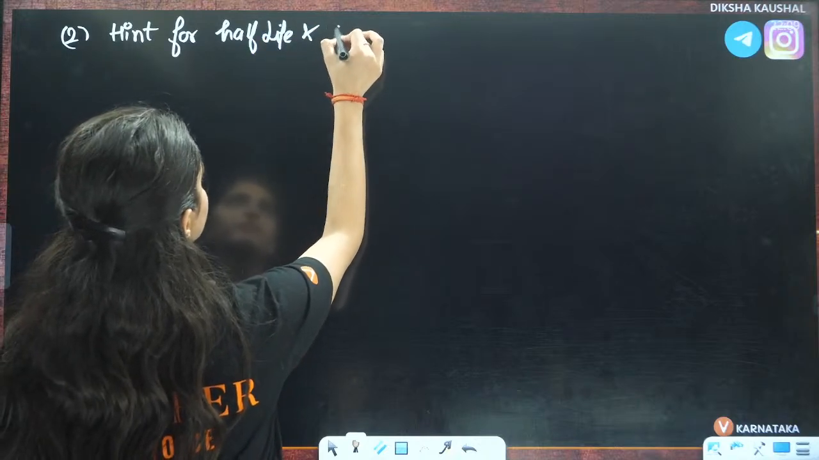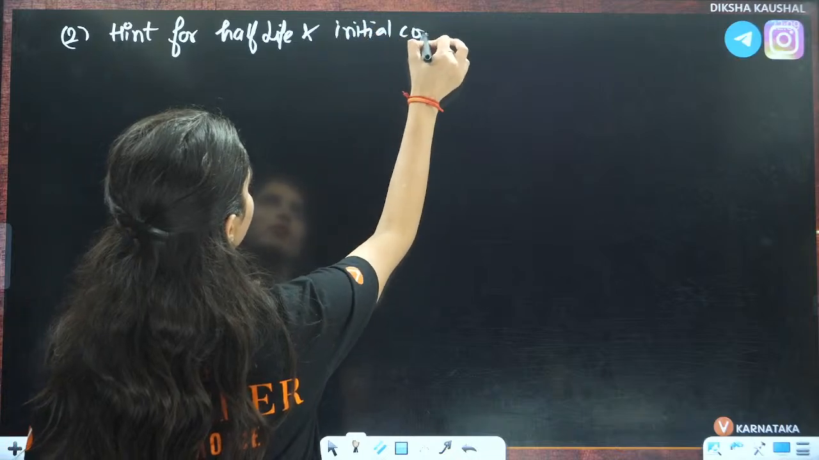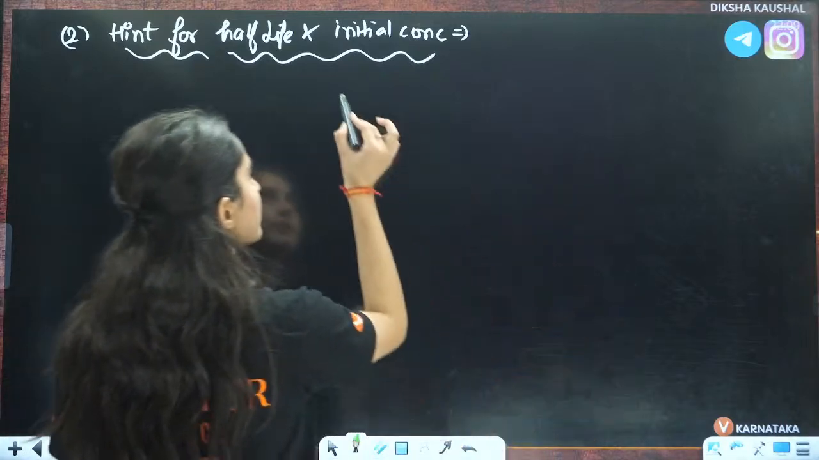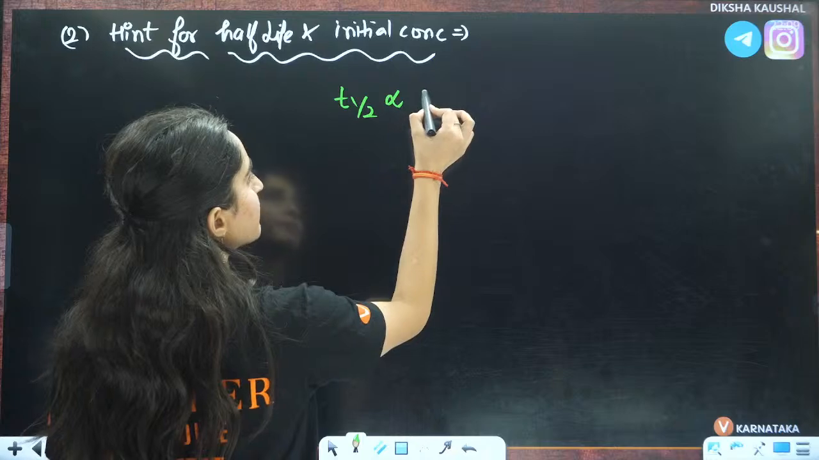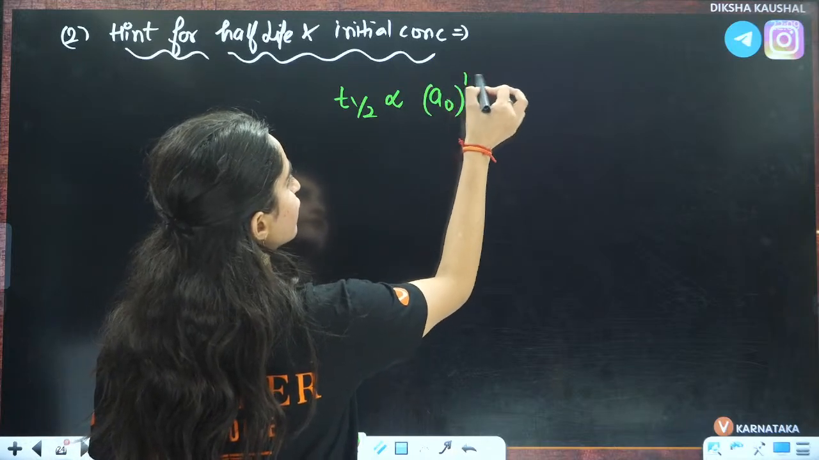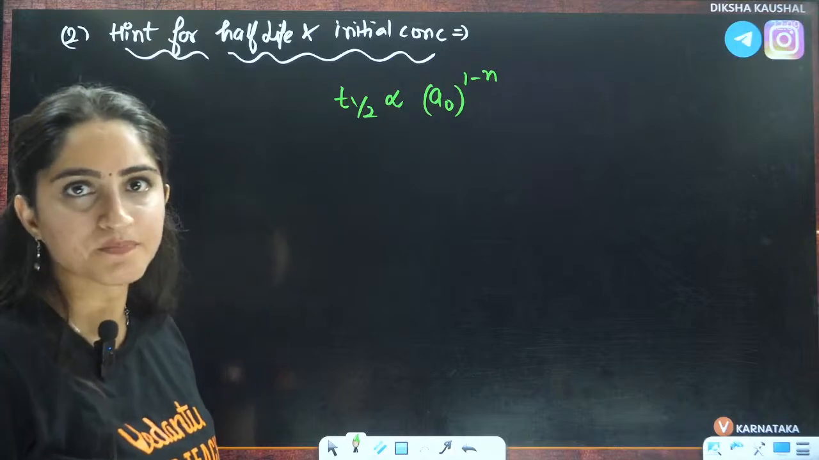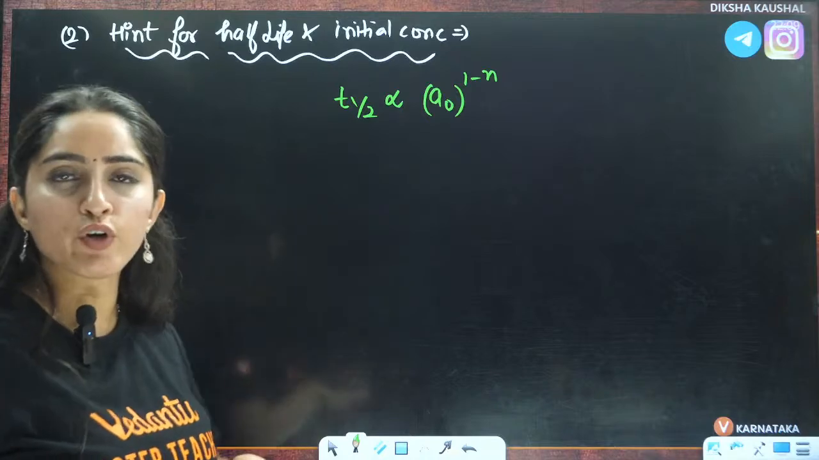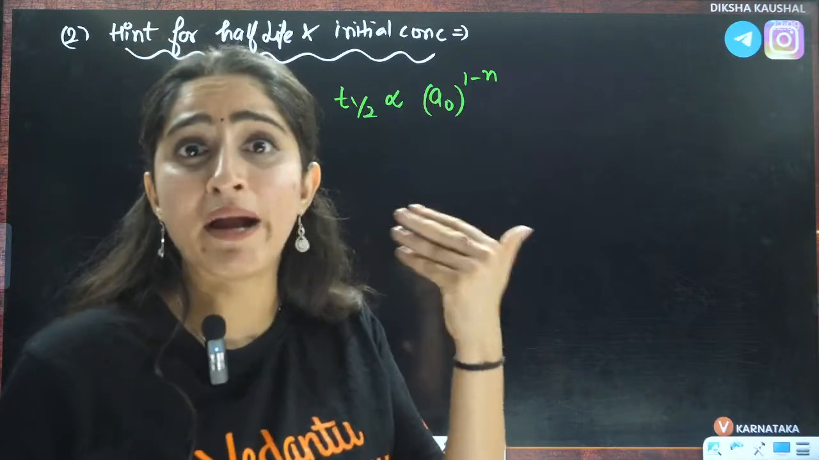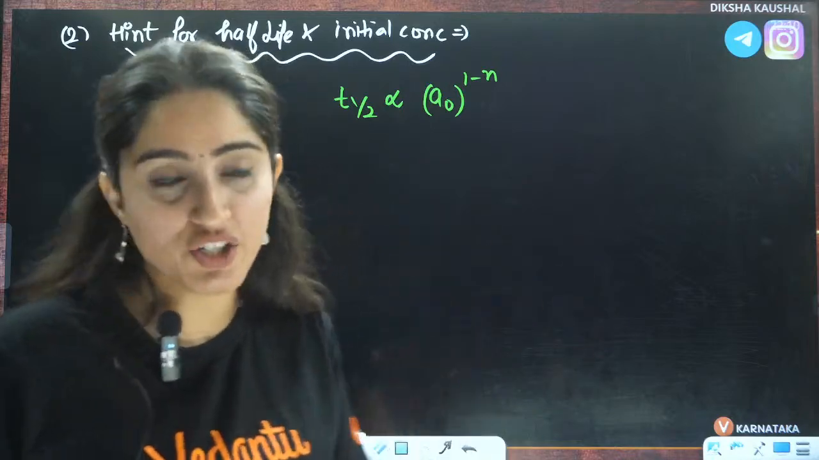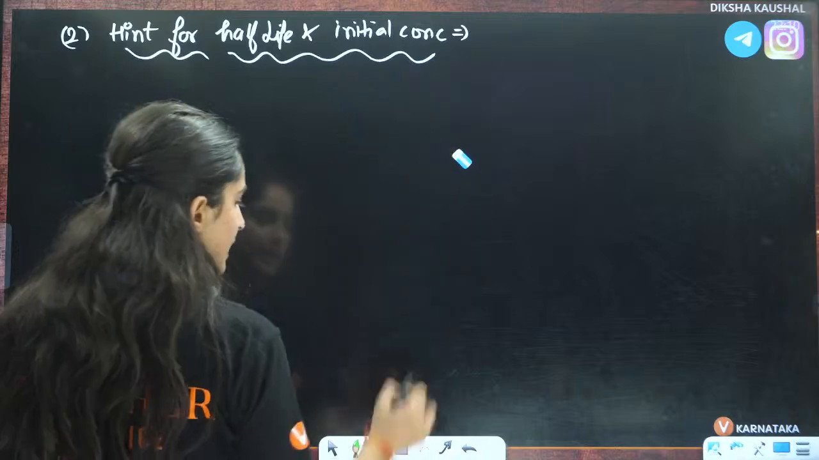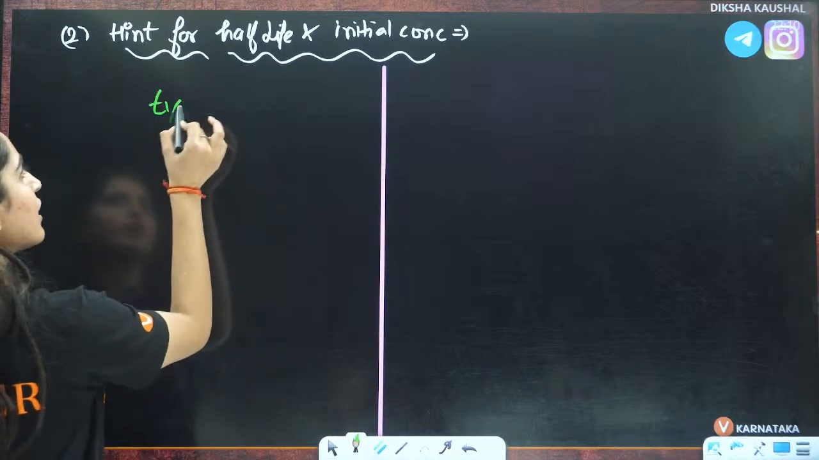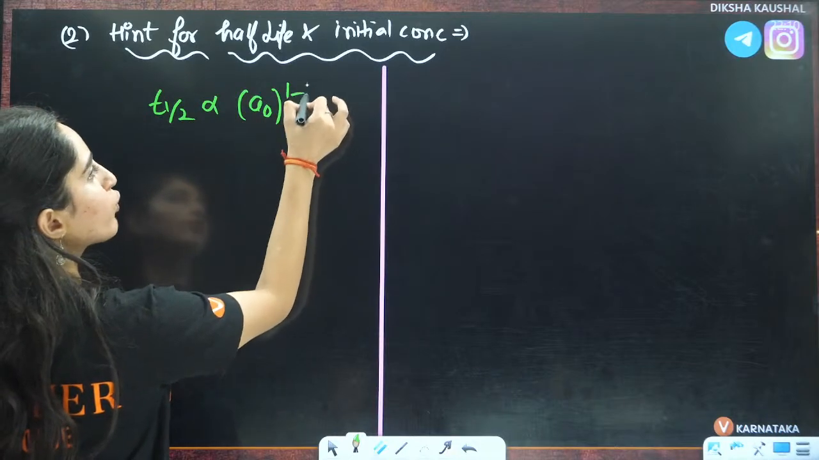And initial concentration. So directly, if they give you that, you just need to remember that T half is directly proportional to A naught to the power 1 minus n. Now either they can give you directly that it is independent of initial concentration, or it is dependent on initial concentration. That's the first way they can give you this. Or the second way is that this is independent, this is dependent, which I have told you how you will do.